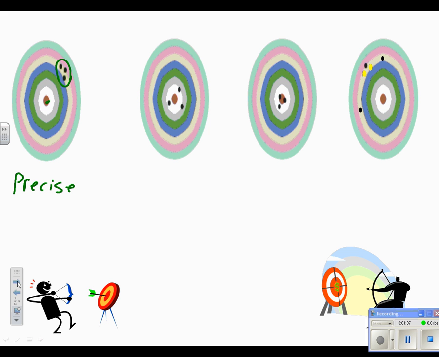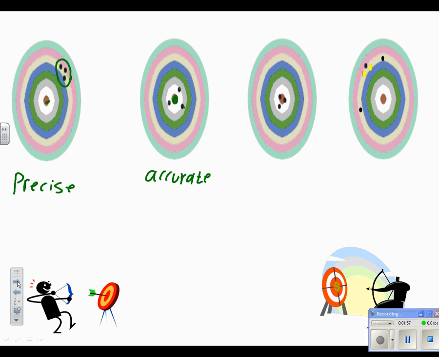Now the next one. All 3 marks are kind of far apart. Sometimes it's a judgment call. You can kind of justify it with us. But they're all near the central mark. So we're going to call that one accurate because it's so close to the center.